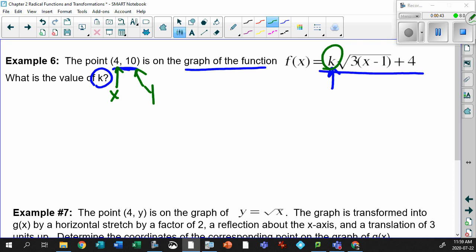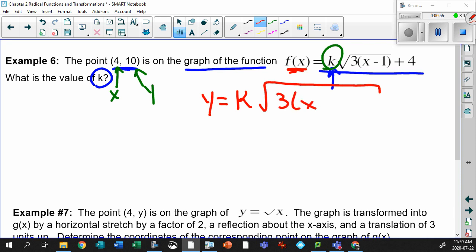One of the things that's interesting here is remember that f of x is just a fancy way of saying y. So you can put it down as y equals 2 k square root of 3 x minus 1 plus 4. There's the formula in terms of y. Now, all you have to do is substitute this value of y and x in, and you should be good to go. Solve for k. This shouldn't be that tough.